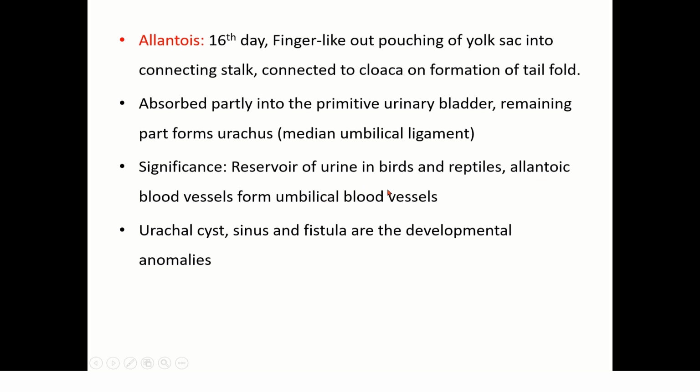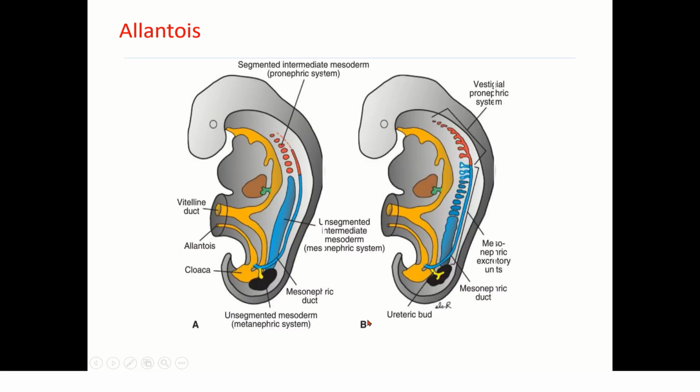Significance: so in birds and reptiles it is a reservoir of urine. Allantoic blood vessels form umbilical blood vessels. So developmental anomalies are urachal cyst, sinus and fistula. You can see here, so this is the allantois connected to the cloaca. This is the allantois.